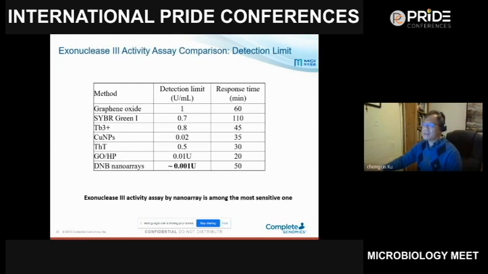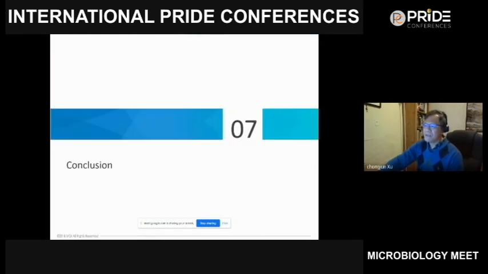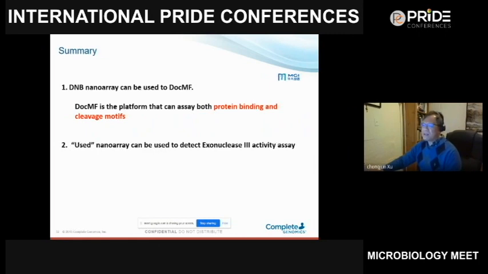Comparing this X3 activity assay with other available activity assays, in terms of detection limit, we believe the one we have on the DNB array is among the highest in sensitivity. So the conclusion is the DNB array can be used to do DockerFM. DockerFM is a high-throughput platform. It can study the interactions between protein binding and also cleavage. It can find the binding motif or cleavage motif within the DNAs. Also, the DNB array can be used to detect X3 activities.